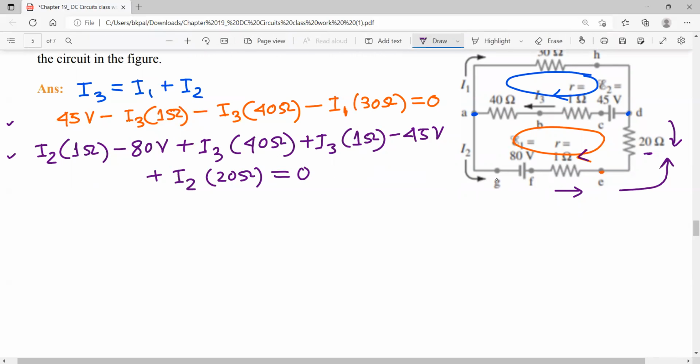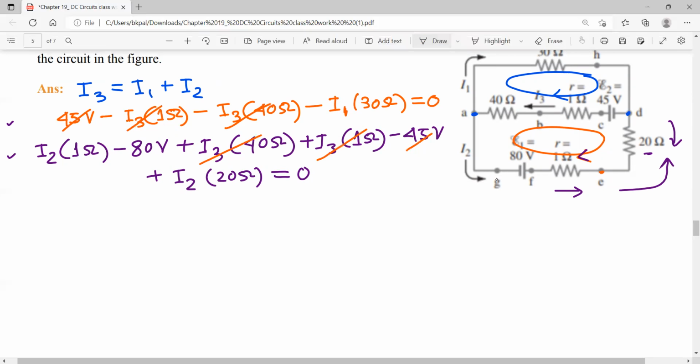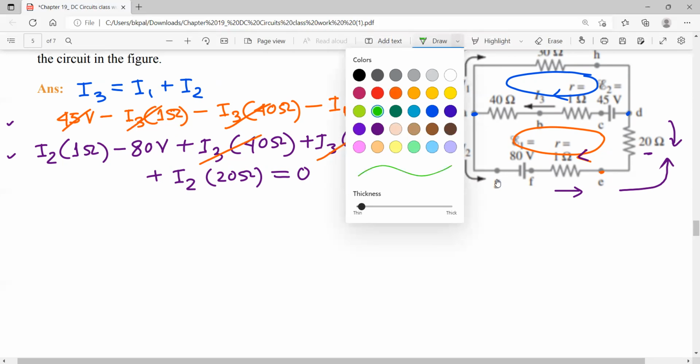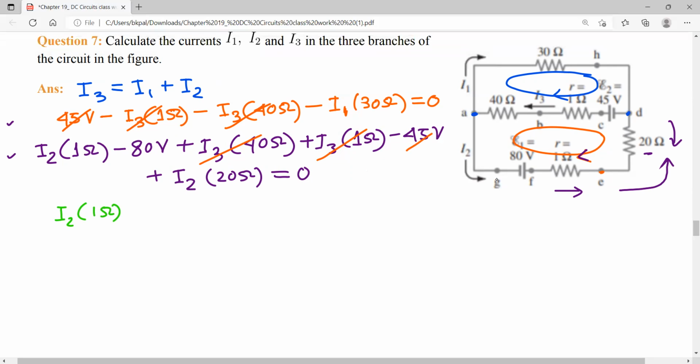So 45 volt, 45 volt cancel out. I3 1 ohm, I3 1 ohm, I3 40, I3 40 cancel out. So what we are left with is I2 1 ohm, and then minus 80 volt plus I2 20 ohm and then minus I1 30 ohm.